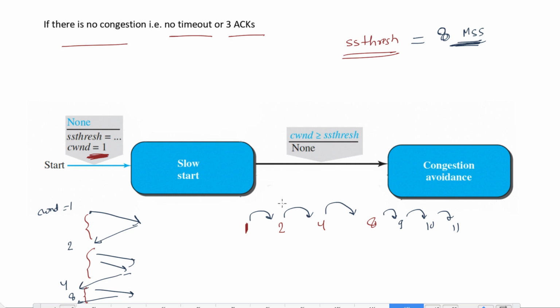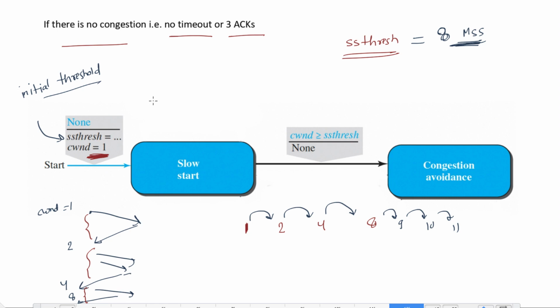Now you might be wondering how to decide this value, which is basically called the initial threshold. There will be a threshold that we will be resetting based on some timeout or 3 ACKs, but we need to start with some initial threshold, and this initial threshold has to be given. You cannot assume this initial threshold to be, like some people assume, half of the receiver window or congestion window, but we cannot do it. So I will show you an example.